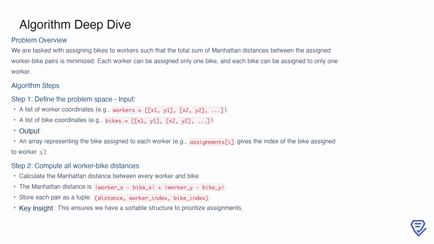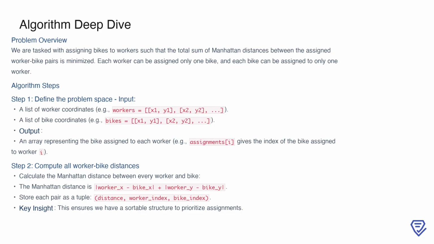The input consists of two lists, one for worker coordinates and one for bike coordinates. For example, workers might look like [x1, y1], [x2, y2], and bikes might look similar. The output we aim to produce is an array where each element gives the index of the bike assigned to a worker.